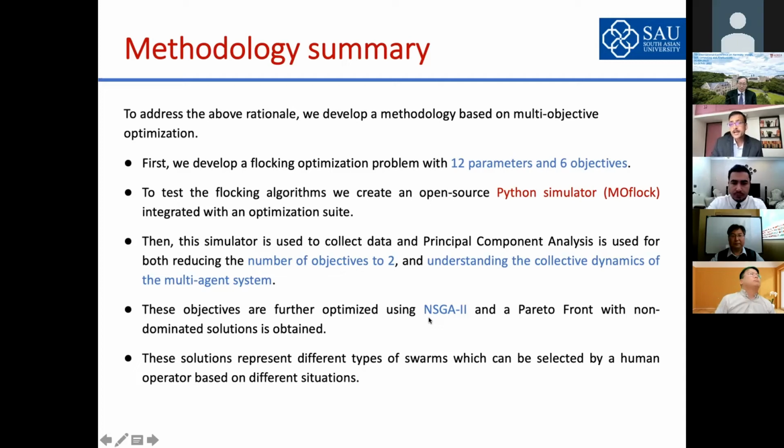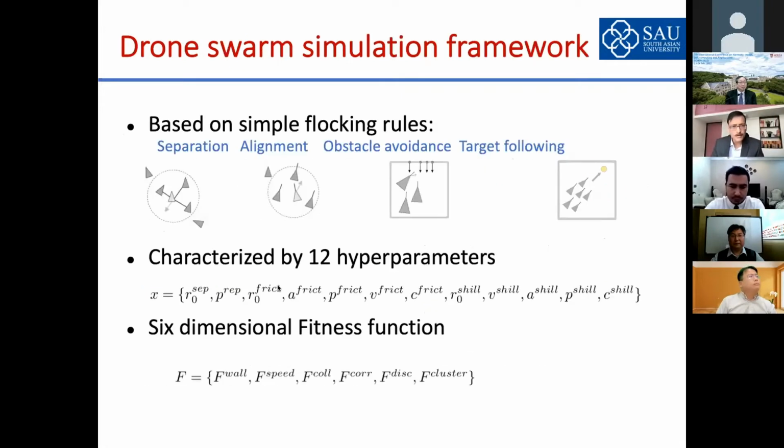To the best of our knowledge, this is the first time this drone flocking optimization problem has been solved using multi-objective optimization, and we are representing all possible solutions. These are just 12 decision variables, and these are the 6 fitness functions.